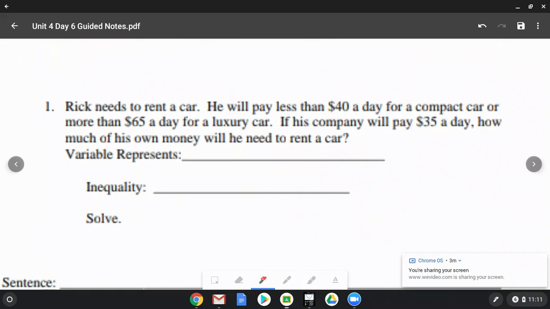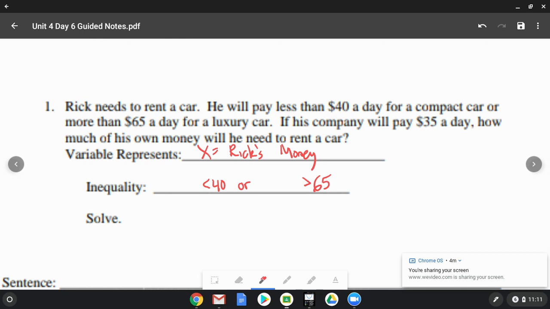So Rick needs to rent a car. He can pay less than $40 for a compact car, or more than $65 for a luxury car. So he's got a choice here. If his company will pay $35 for him, how much of his own money will he need to rent a car? So we'll just say X is Rick's money because this is his own money. So one side is going to be the less than 40 side, right? Or the other side is going to be more than 65?